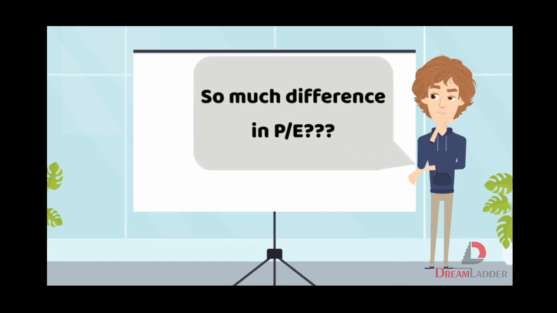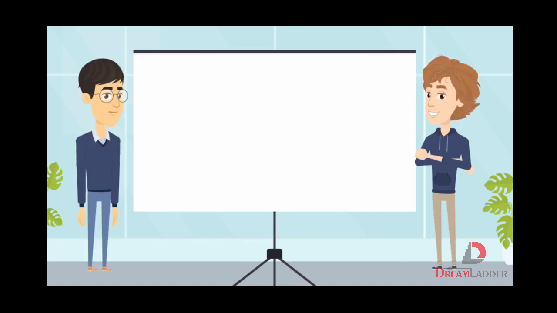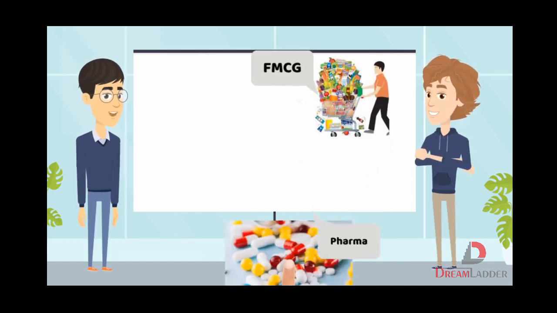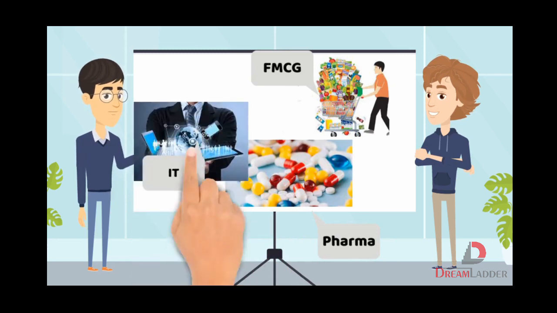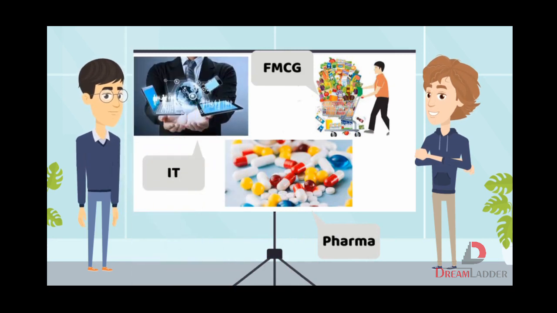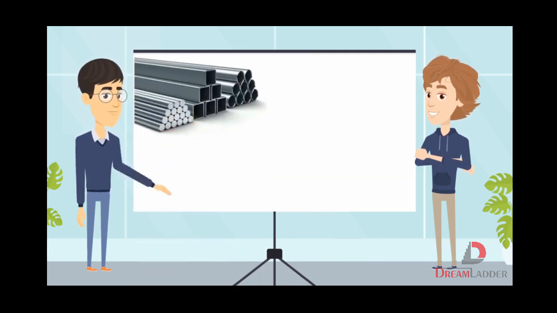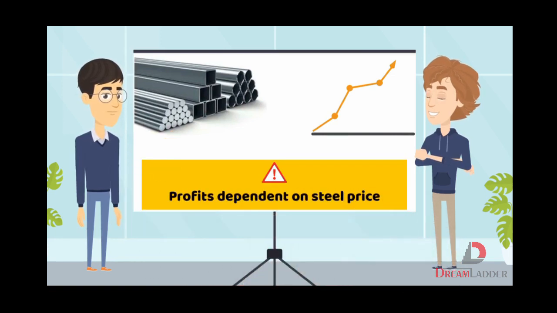So you might be wondering, why is there such a great difference between their PE? This is because sectors like FMCG, Pharma, and IT are considered blue chip and low risk, and hence get a higher PE. Whereas profits in steel are subject to wide fluctuation in steel price, hence considered risky and therefore command a low PE.